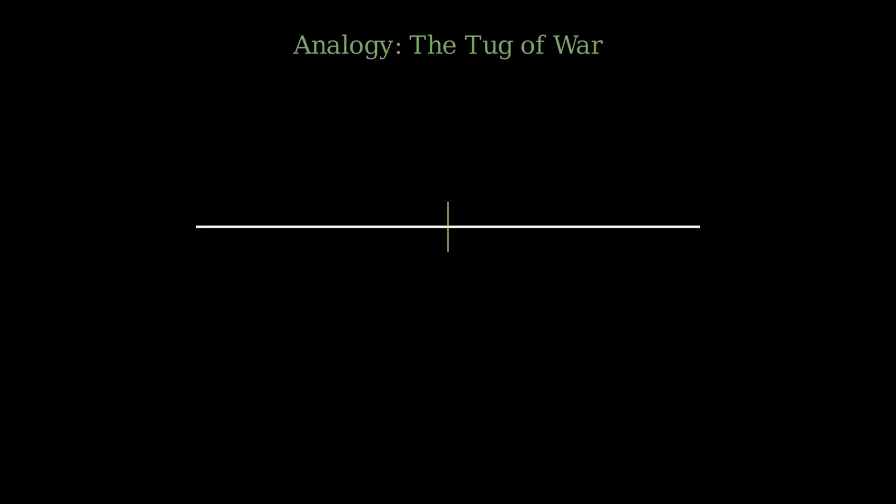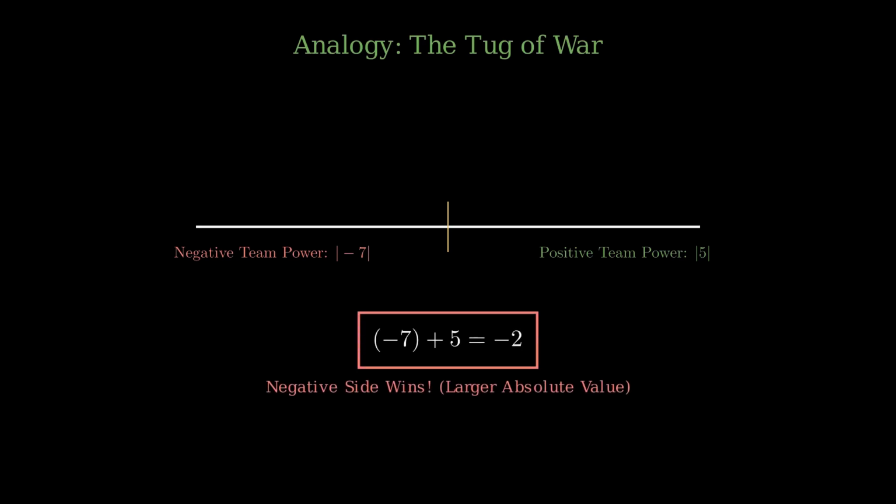What happens when opposite signs meet? It is like a tug of war. The positive team pulls one way, and the negative team pulls the other way. The final sign of the sum depends entirely on whichever team has more raw power, which represents the larger absolute value. The stronger side wins the sign.